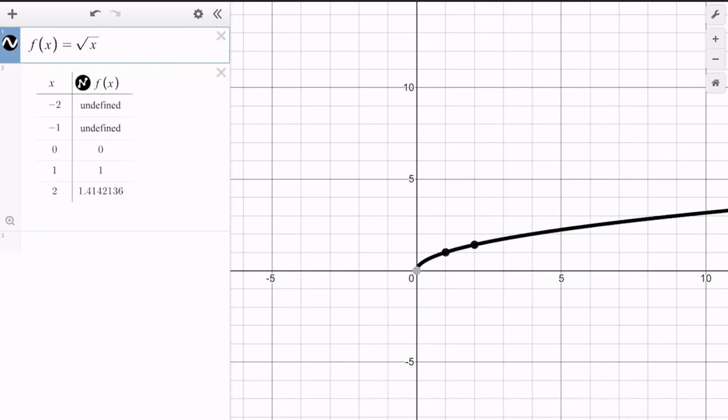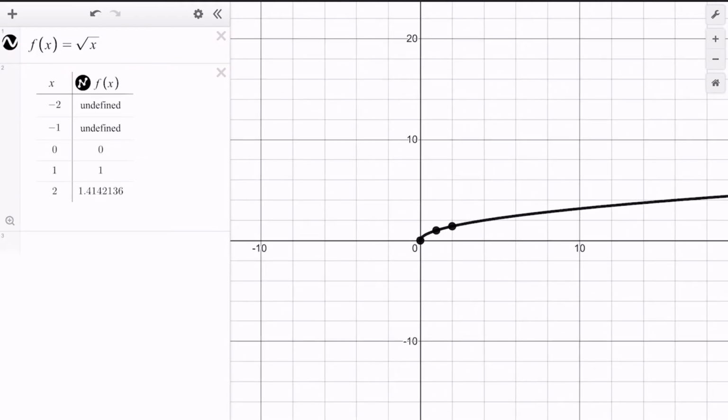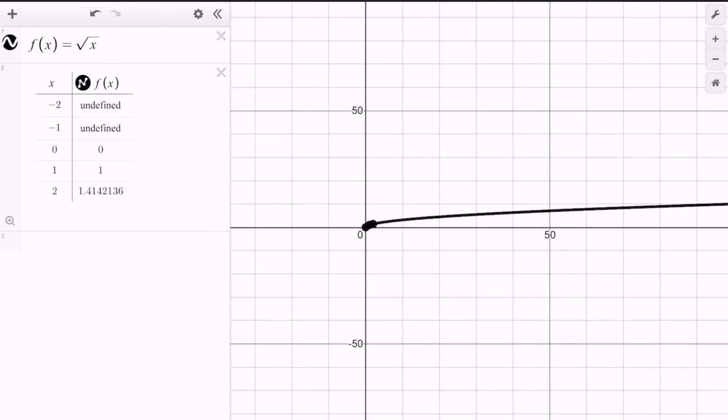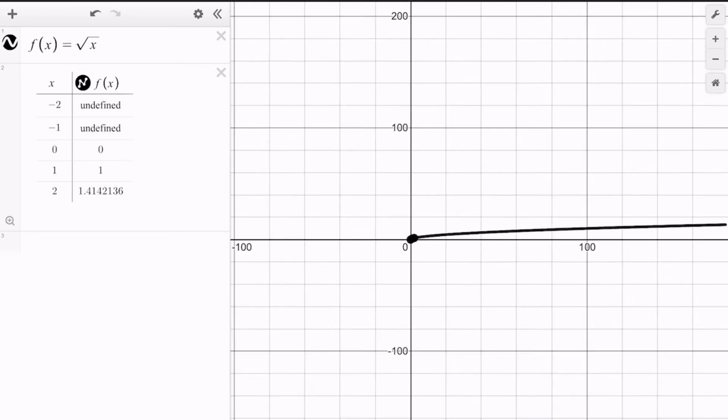So the next perfect square would be 4, right around there. Okay, the square root of that is going to be 2. And then you're going to get 16, which goes way out here. But you can see how this graph just kind of gradually goes up little by little.